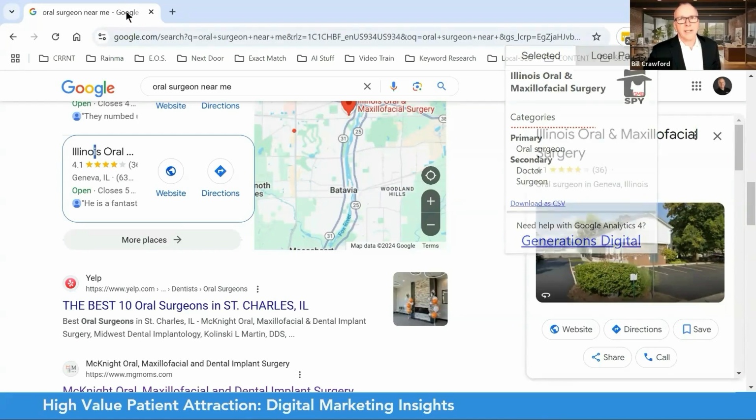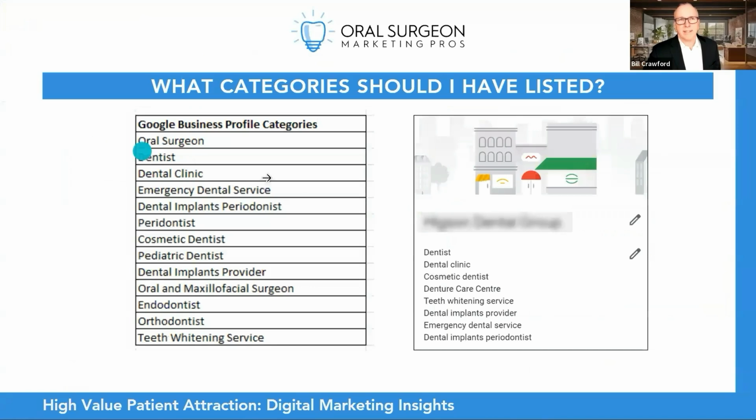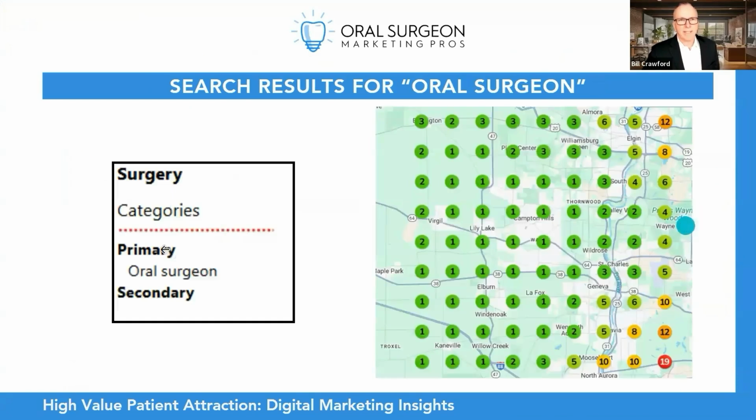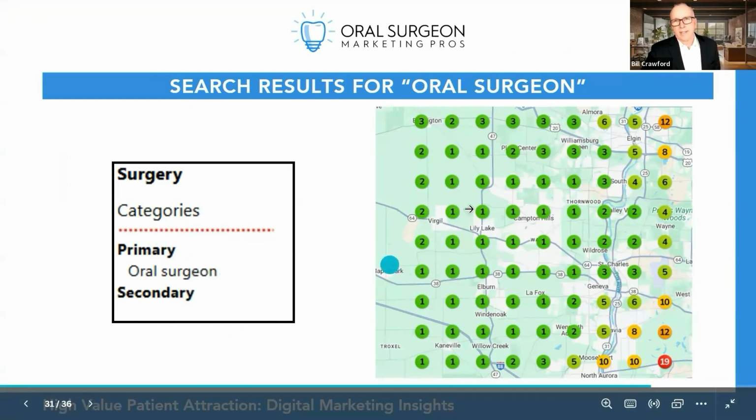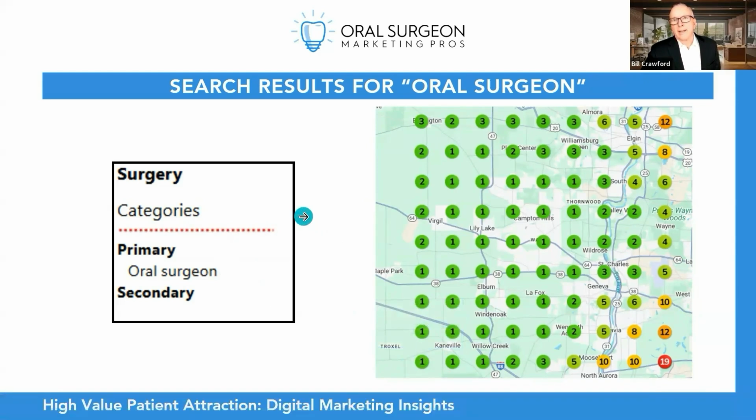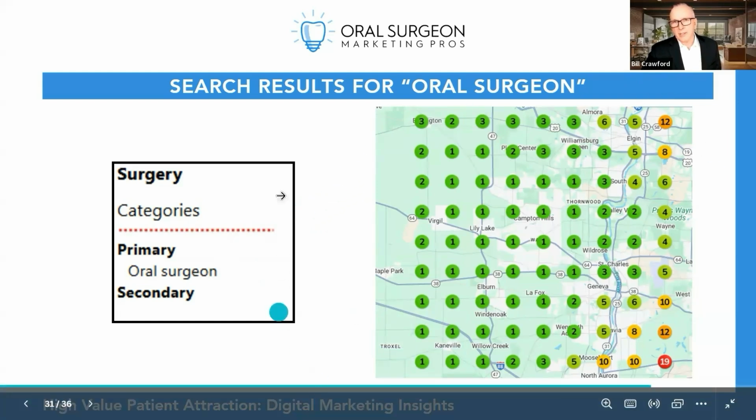Now I'll show you the effect of not doing categories. Now there's other factors, but this example really stands out. And I didn't want to call out the business, but for example, here's an oral surgeon that only has oral surgeon and they don't have any secondary categories. And now this over here, this is one of our favorite tools. This is a GeoGrid, and this tells you where you rank in the different areas. Like I mentioned earlier, you want to be ideally 1 through 3 in all these areas. This is a huge area.